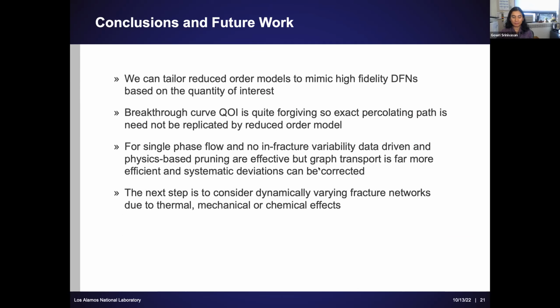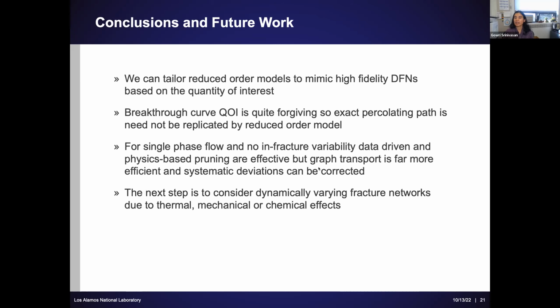I probably talked about five or six different methods that we tried out in order to understand what parameters were important, and modeling for the quantities of interest that we need. And one of the bigger findings was, the breakthrough curves are averaged in general. And so those calculations of quantities of interest where we're looking at the breakthrough curve, it is quite forgiving in the sense that even with a fifth of the model or a third of the model, we're able to replicate breakthrough curves fairly easily.